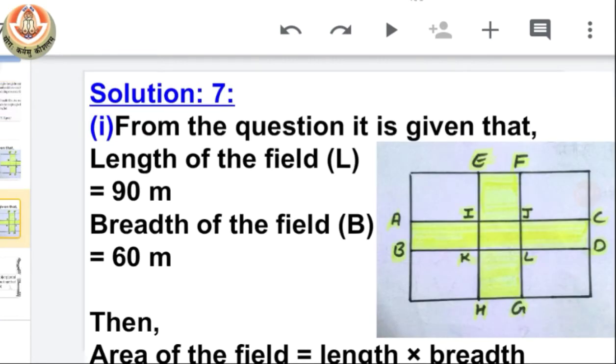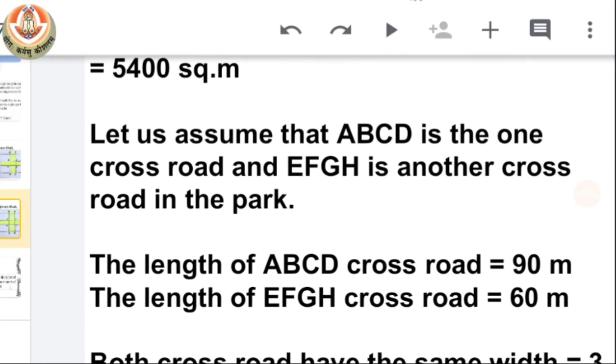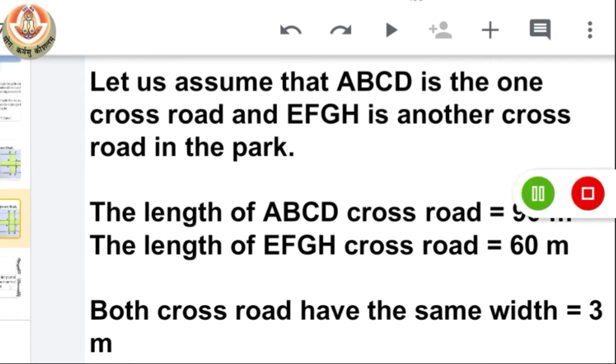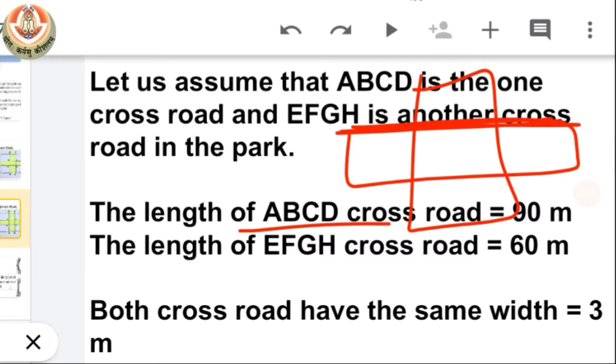So we have the same figure. We have length of field 90 meter, breadth of field 60 meter. So the area of field is 5,400 square meter. Now let's come to the roads. One of the road is ABCD, another is EFGH. The length of ABCD will be equal to the length of the rectangular field and the length of EFGH is equal to the breadth of the rectangular field.